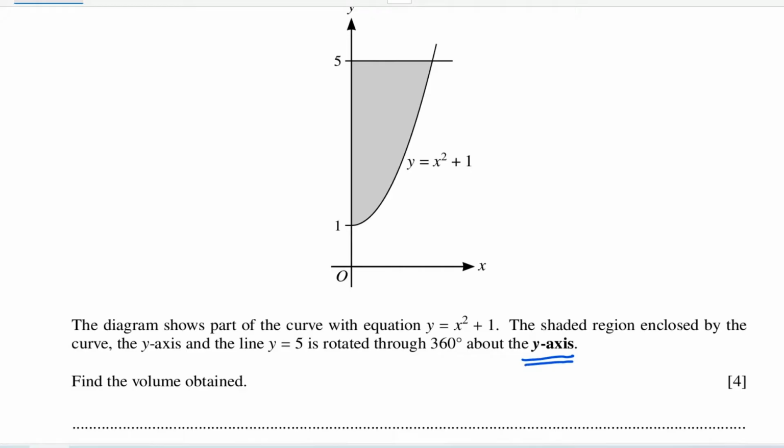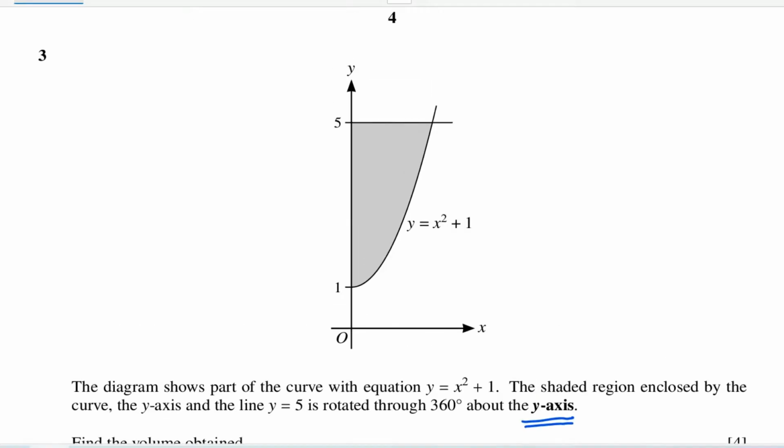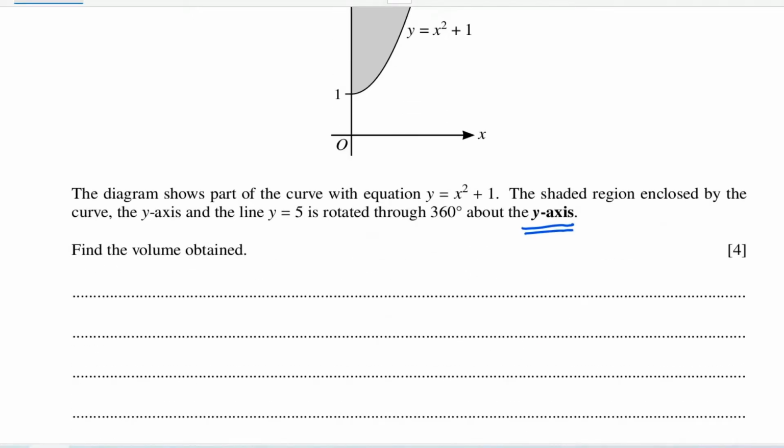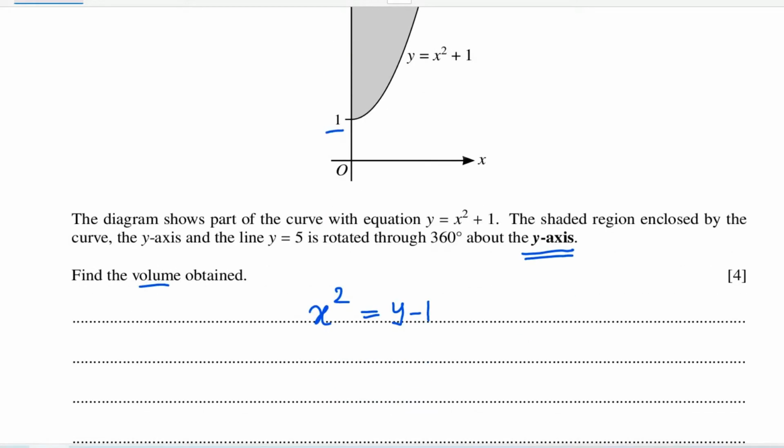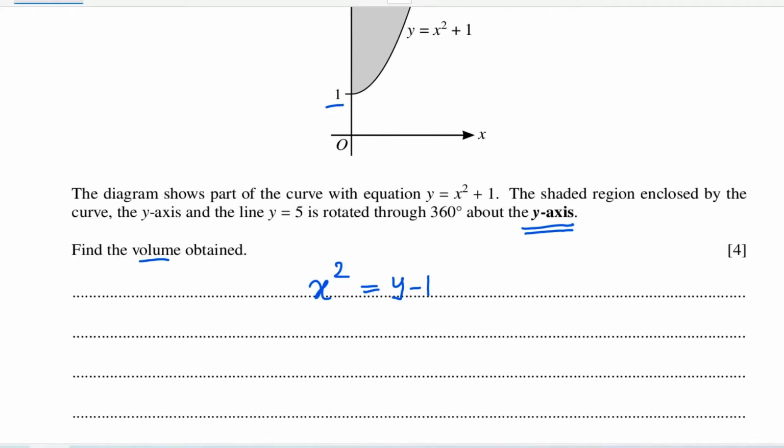So the curve equation is y is equal to x square plus 1. From that we'll write what is x square. X square equal to y minus 1. And we need to find the volume. So the limits are given, 1 and 5. Okay, so we'll write the formula and directly substitute the values.